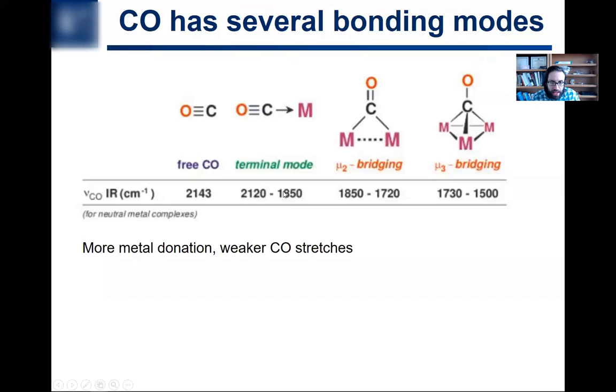And when you do that, you can see that the carbonyl stretch goes to lower and lower frequencies. The bond is getting weaker and weaker. Why is that? Well, you have more metals donating more pi back bonding, right? 1 versus 2 versus 3.